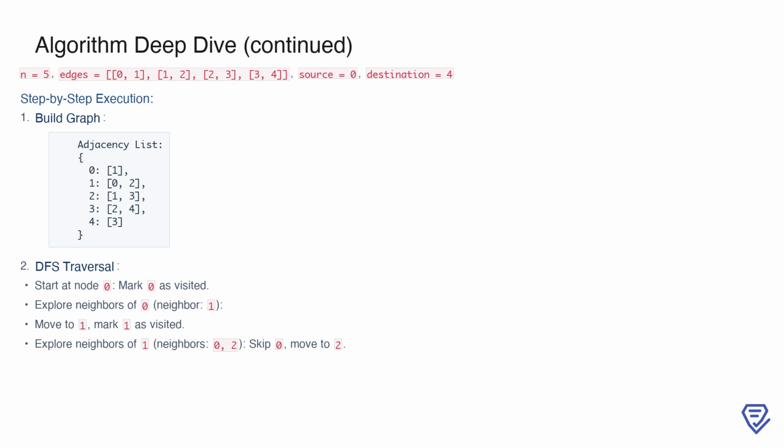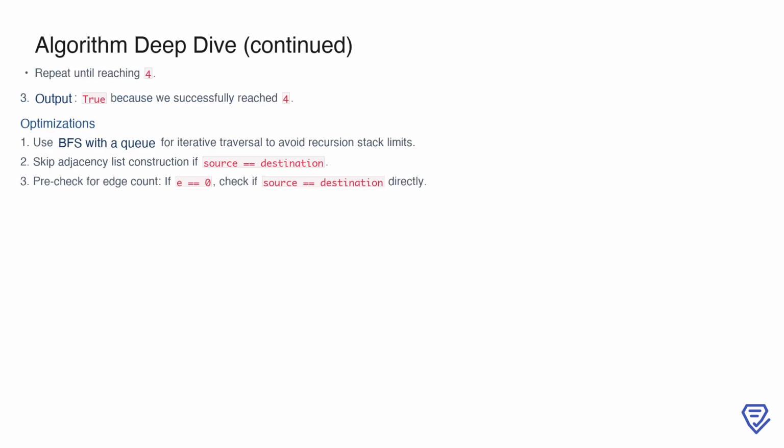With this graph structure, we initiate the DFS traversal starting at node 0. We mark node 0 as visited and explore its neighbors. The neighbor 1 is unvisited, so we move to 1 and mark it as visited. From node 1, we explore its neighbors 0 and 2. Node 0 is already visited, so we move to node 2. This process continues recursively, visiting nodes 3 and finally 4. Since node 4 matches the destination, the function returns true, indicating that a path exists. After successfully reaching the destination node, the algorithm outputs true.